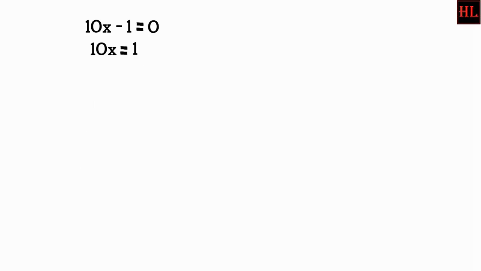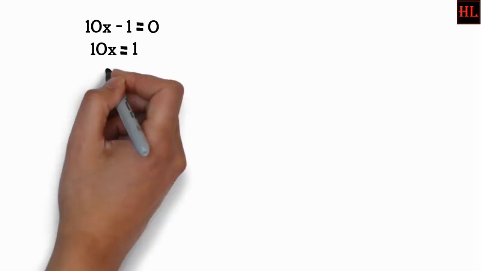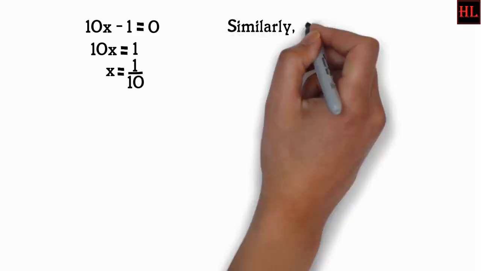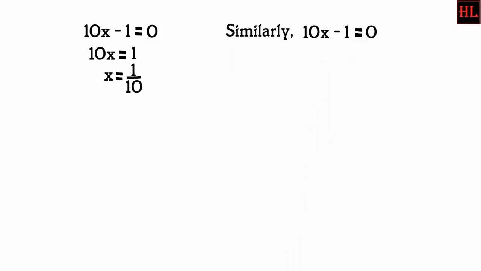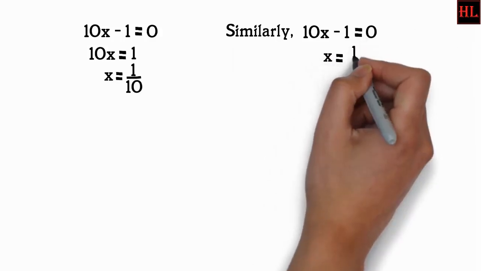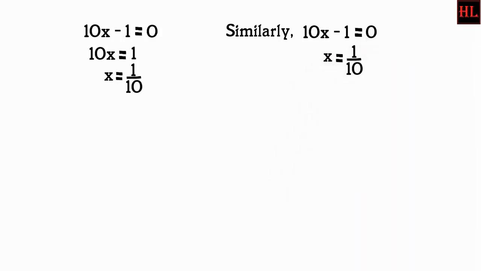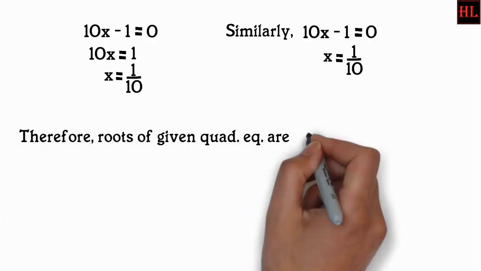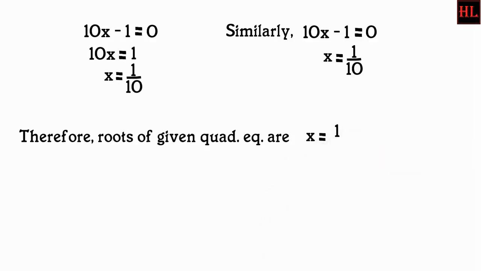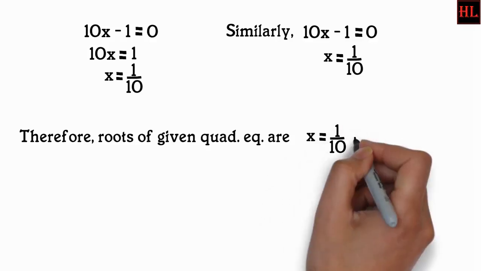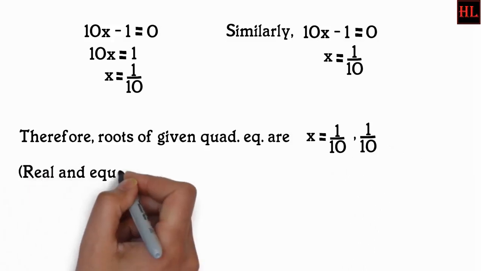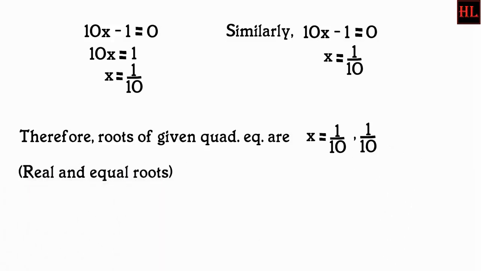And also we can see 10 is in multiplication with the x. So when we'll take 10 on the right hand side, we get x is equal to 1 by 10. Similarly, again we have 10x minus 1 equal to 0. So we have x is equal to 1 by 10. Now we can see that there are two roots of our given quadratic equation, that are x is equal to 1 by 10 and 1 by 10. So we have real and equal roots for our quadratic equation.